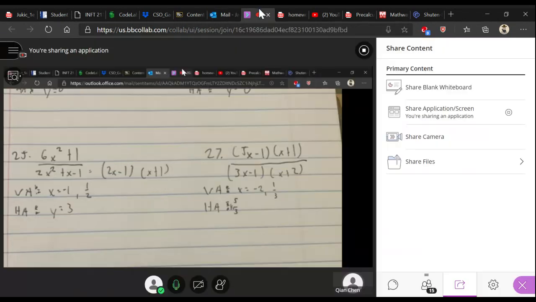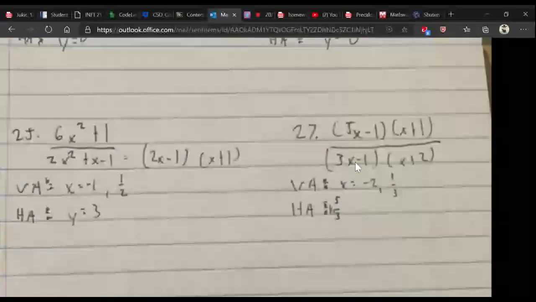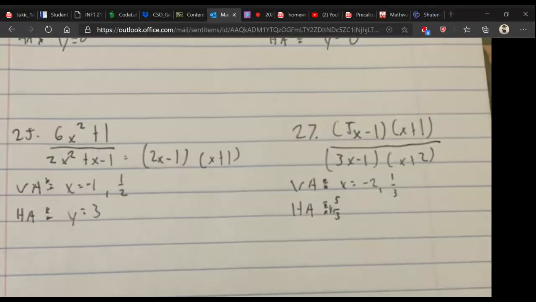Okay, James, let me ask you. Tell me, what's the leading term in the numerator? That's not only 5. The leading term for the numerator is 5x times x.